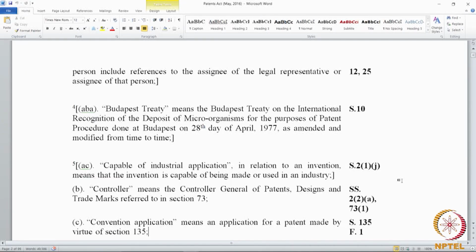On the right hand side, in bold font, you find the cross references. So, if you find a particular provision of the Act, what we have mentioned in bold font in the right hand column are the cross references. So, you will know where the phrase capable of industrial application is used. The phrase is used in section 2(1)(j). Capable of industrial application in relation to an invention means that the invention is capable of being made or used in an industry. So, it just tells you what industrial application is. Now, these are all instances of an internal definition where the definition is given in the definitional clause, that is section 2 in this case.